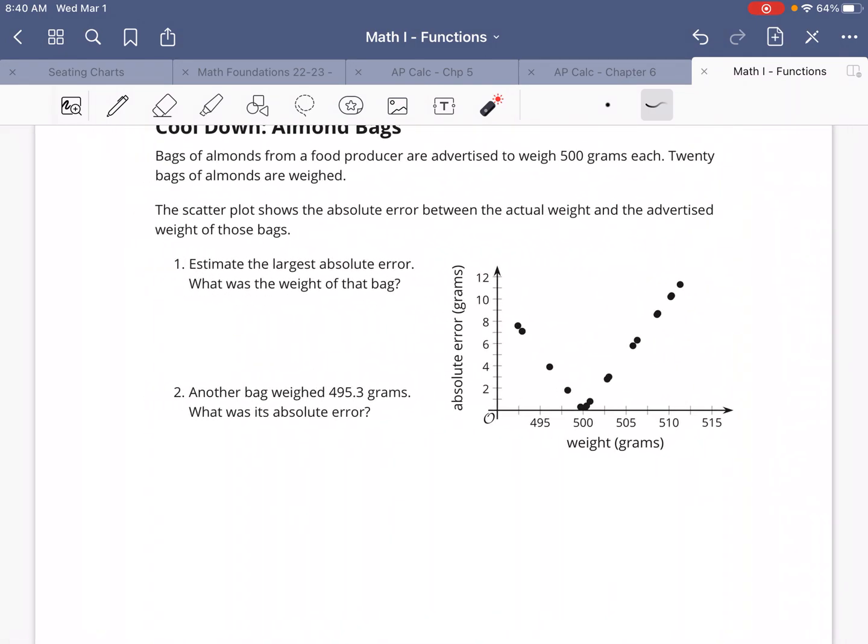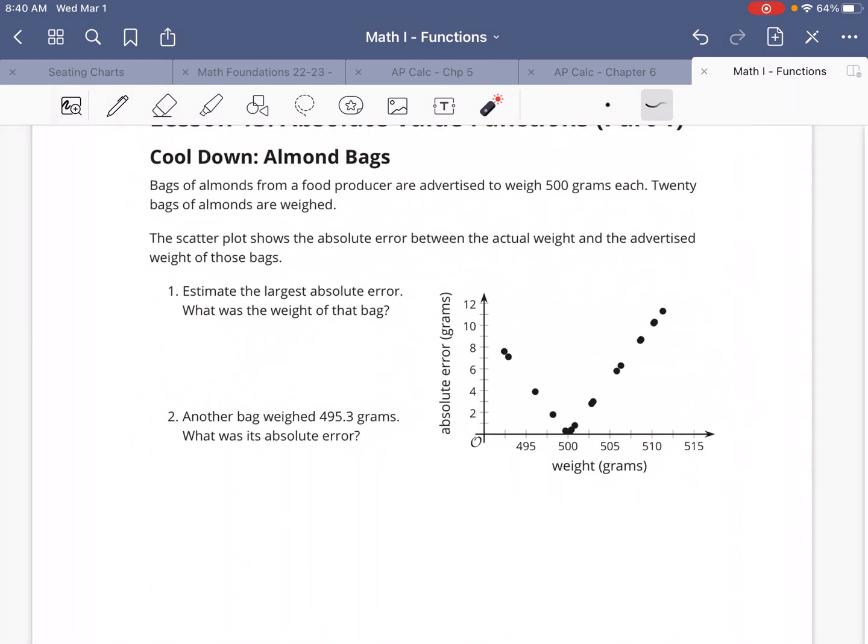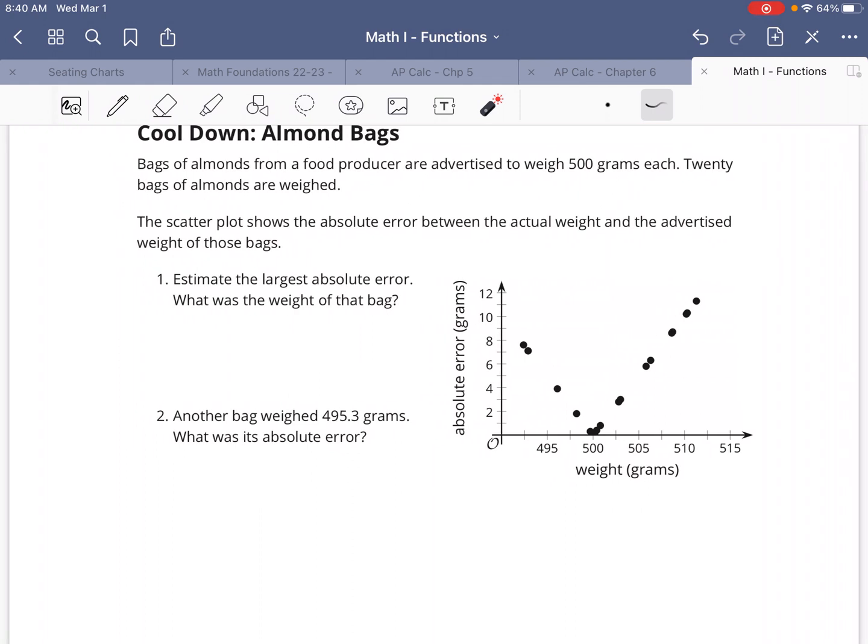We want to take a look at a bag of almonds. Bags of almonds from a food producer are advertised to weigh 500 grams each. Hey, look at that. The point of the V is right at 500. Wow. 20 bags of almonds are weighed. The scatter plot shows the absolute error between the actual weight and the advertised weight of those bags. Estimate the largest absolute error. What was the weight of that bag?